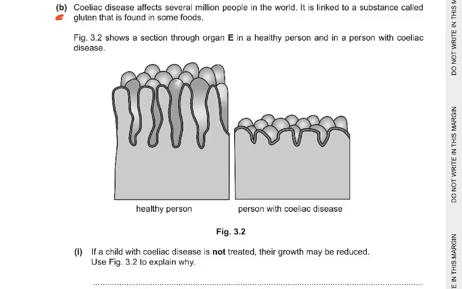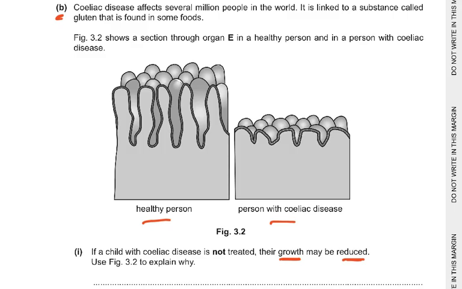Now coming to part B. Celiac disease affects several million people in the world. It is linked to a substance called gluten that is found in some foods. Figure 3.2 shows a section through organ E in a healthy person and in a person with celiac disease. So this is the healthy person and this is the person with celiac disease. If a child with celiac disease is not treated, their growth may be reduced. Use figure 3.2 to explain why.